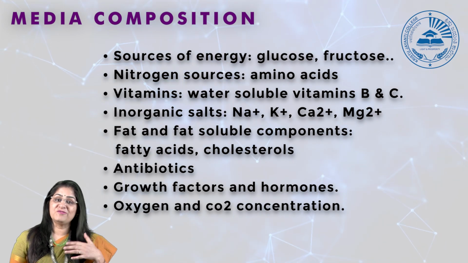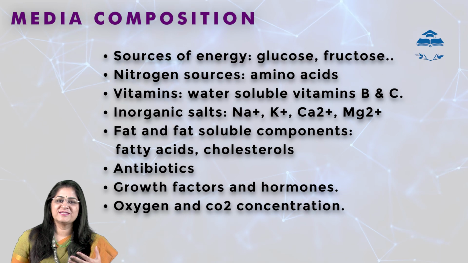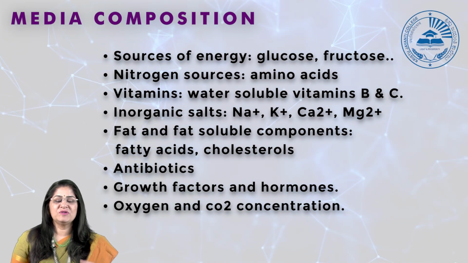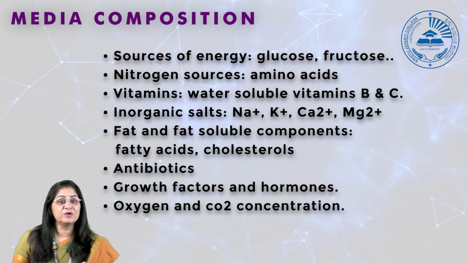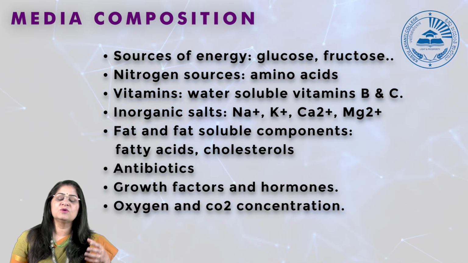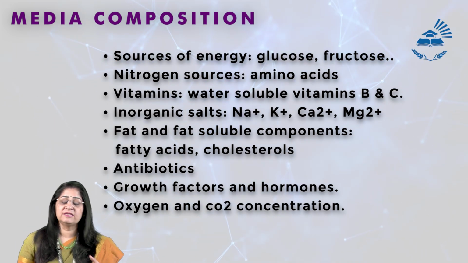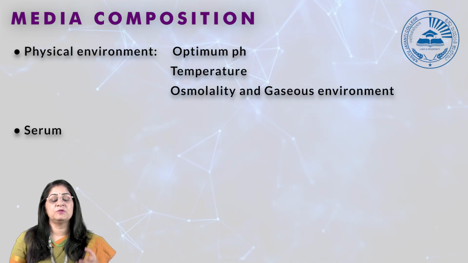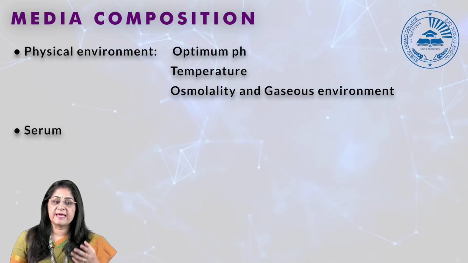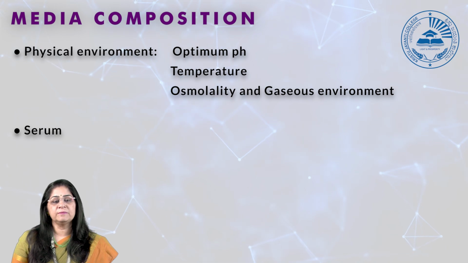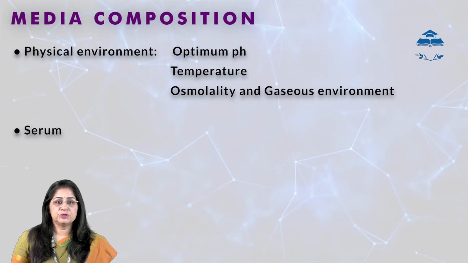All these are available to the cells in our system, but we do not realize how well God has created us with all these factors. When we try to create an artificial environment, we realize that there are so many components required by the cell, and these are the ones which we add into the media. Other than that, the physical environment is also maintained. For example, the optimum pH, the temperature, the osmolality and the gaseous environment are maintained. And along with the media, most of the time we also add serum because it contains a lot of nutrients.